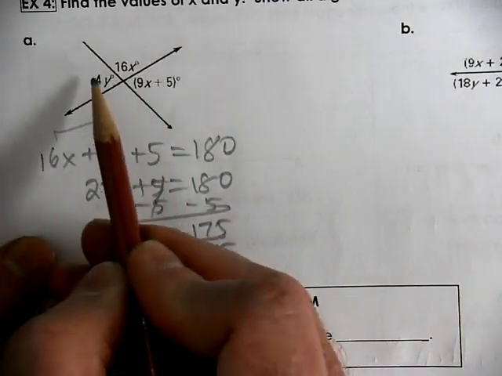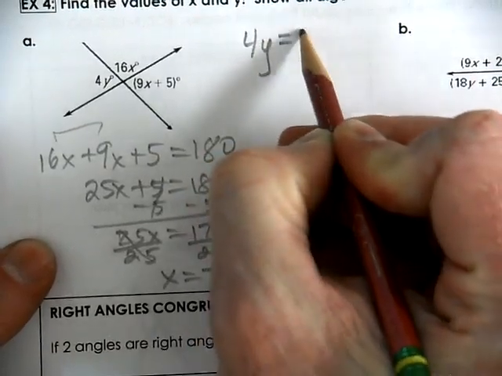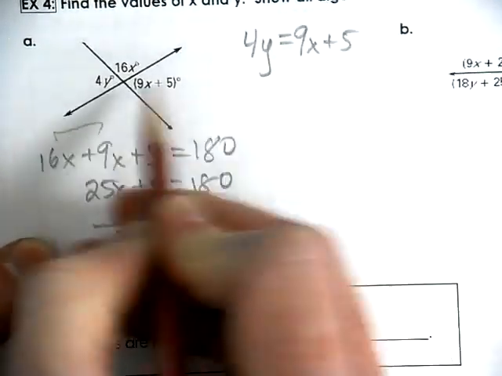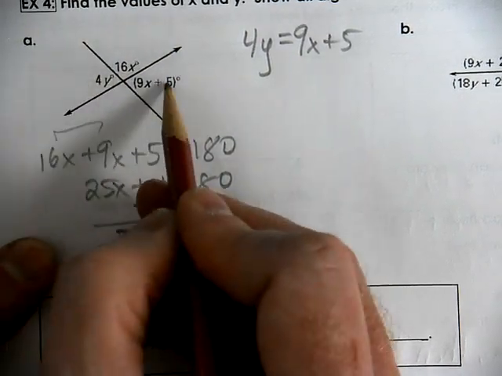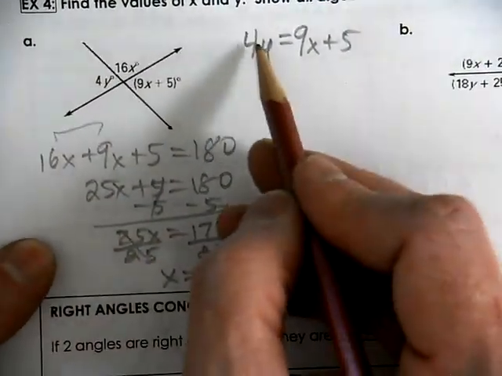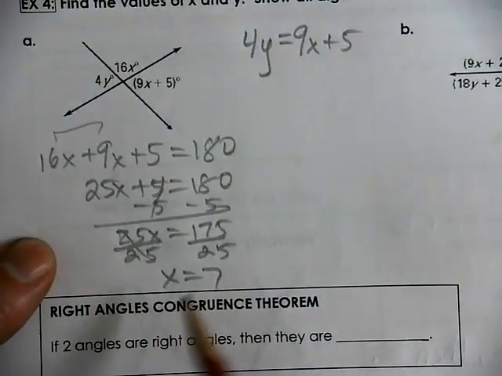So you may choose to use these two angles. You know that 4y has to be equal to 9x plus 5 because those are vertical angles. They're formed by a giant X and they're opening in opposite directions. But I have two different variables, but one of these variables, I know what its value is.